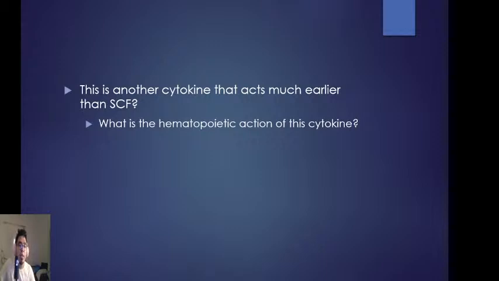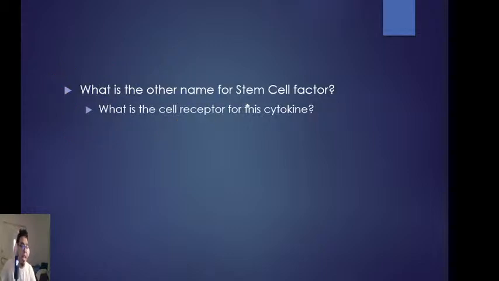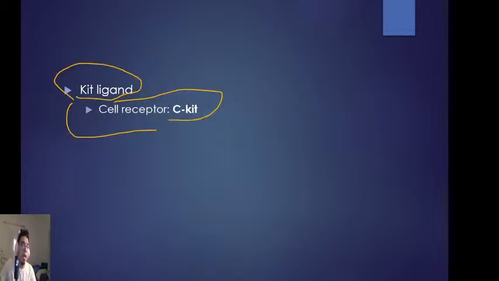So there's a lot of things that you need to remember. KIT ligand is another name for stem cell factor, or SCF. It has a receptor that is known as c-KIT, located in the stem cells that it stimulates. So KIT ligand is what?